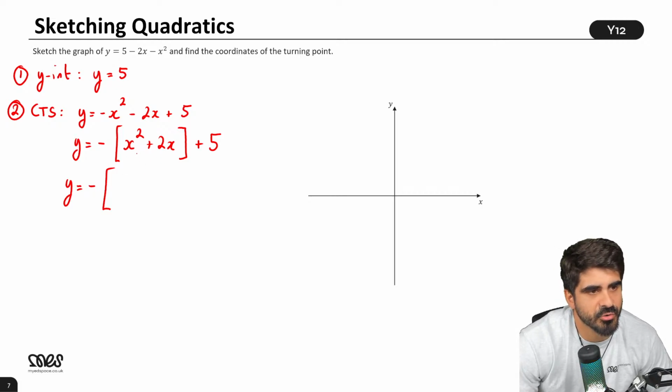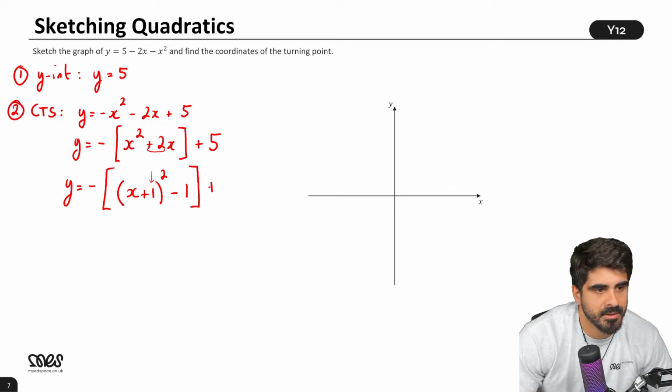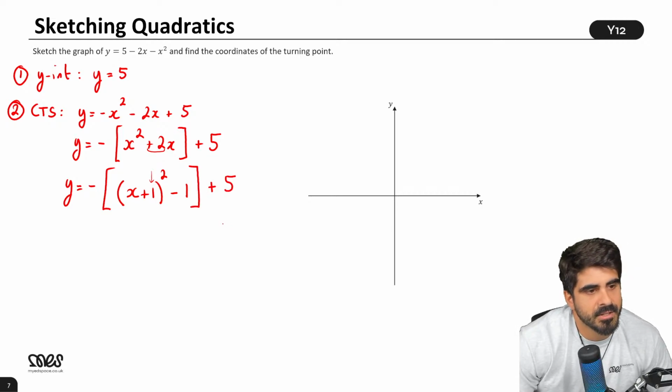Now, in terms of this, guys, you're right. So we open a bracket. We halve the coefficient of x. That'll be plus 1 squared. Then you minus this number squared, which is just 1. Close that. Plus 5.